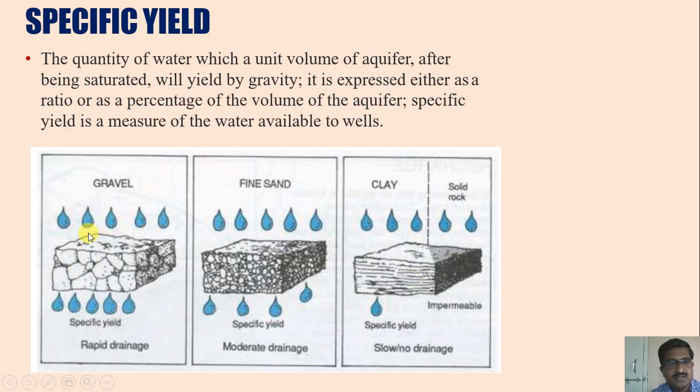So you can see the water is moving in the downward direction. For gravel the specific yield will be more because of the rapid drainage of the water. It will be moderate in case of fine sands, and it will be less in case of clay soils, as it is an impermeable layer. So there is slow or almost no drainage there.